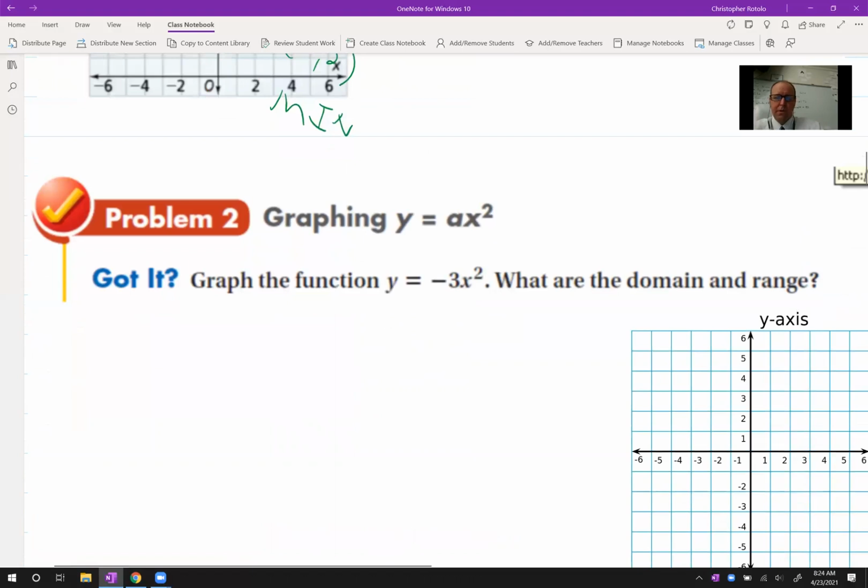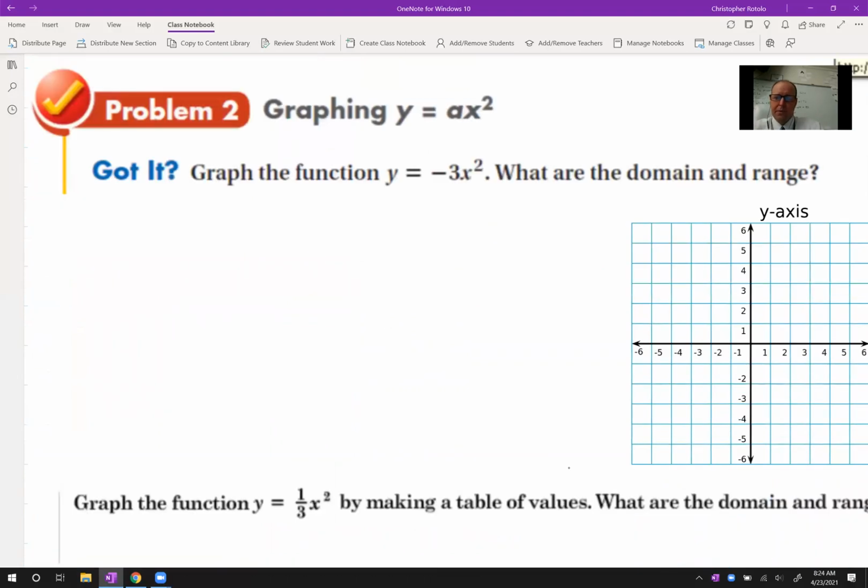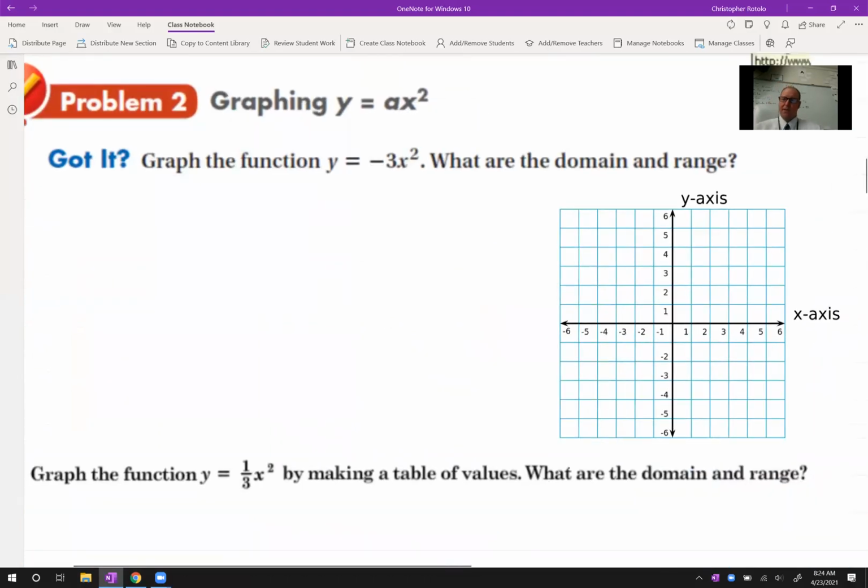Graph it. Whoa. What are we doing? Right away, now we have to graph it? I just started learning what's going on here. What's the domain and the range? Wow, there's a lot of questions here. Graph it. Let's see. Let's plug in maybe -1, 0, and 1. I know it's a U shape, but I don't really know too much about it yet. So let's just do this.